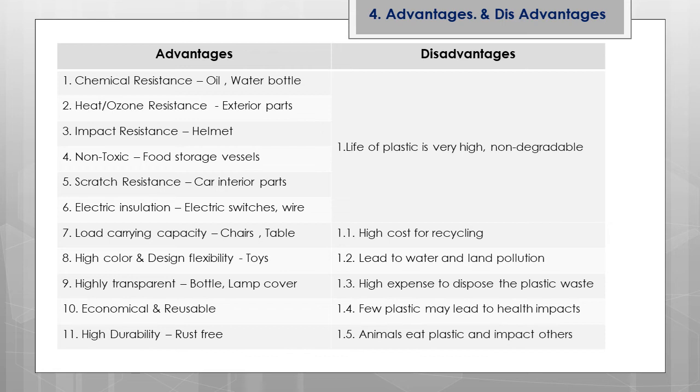And load carrying capacity is good in heavy structures, even chairs, tables, etc. And with high color and design flexibility we use it in toys and game products. And highly transparent, we can use it in lamps, injections, etc. And it is very economical, given the cost of the raw material, reusable in many cases, highly durable and corrosion free. In metal we have a big challenge to protect it from corrosion. We add so many processes to protect the metal surfaces, but plastic is completely corrosion free. There is no rust issue. This is a very important point.